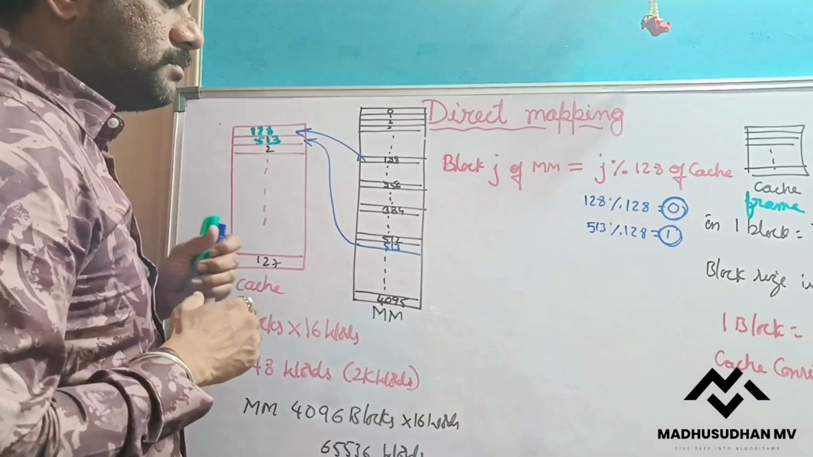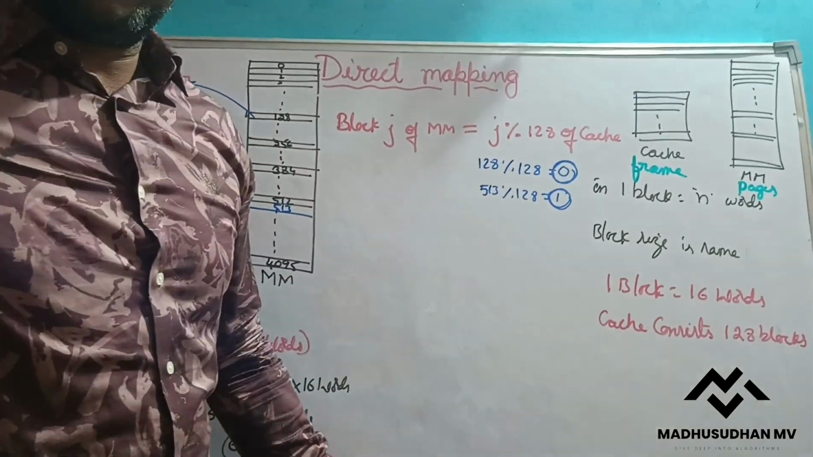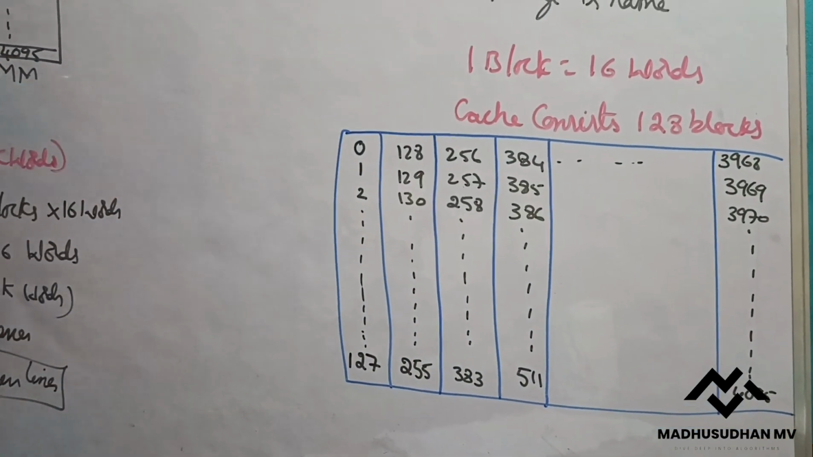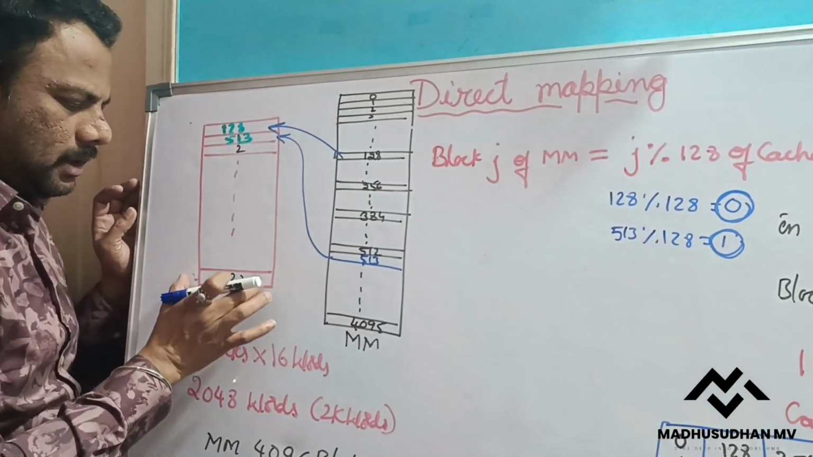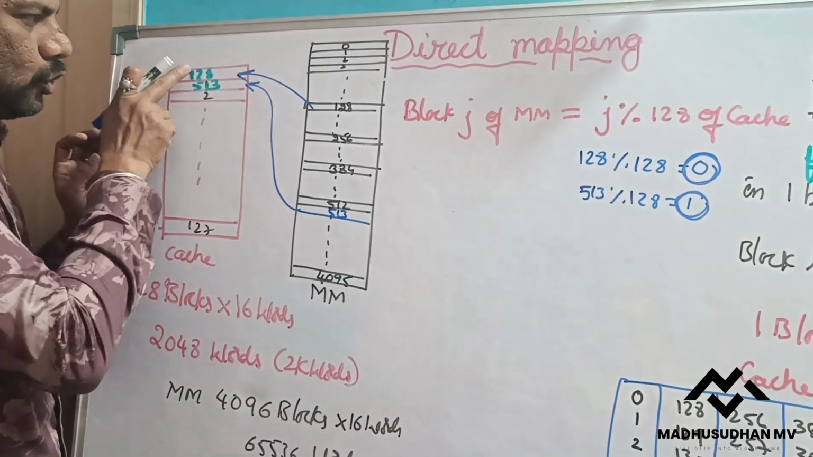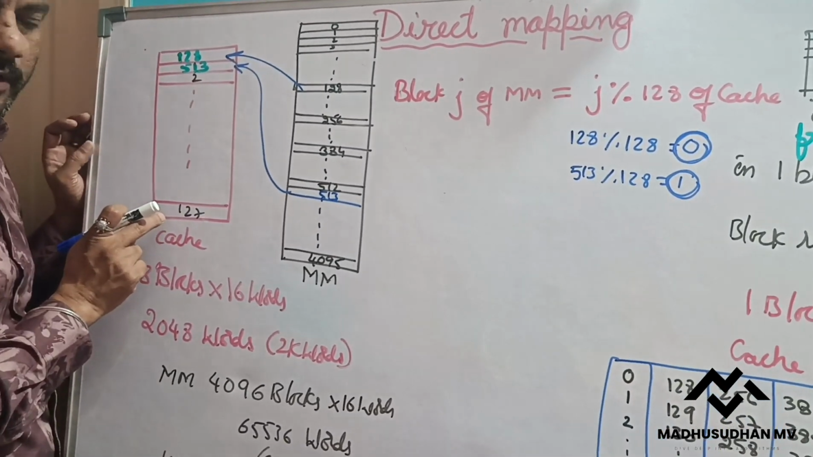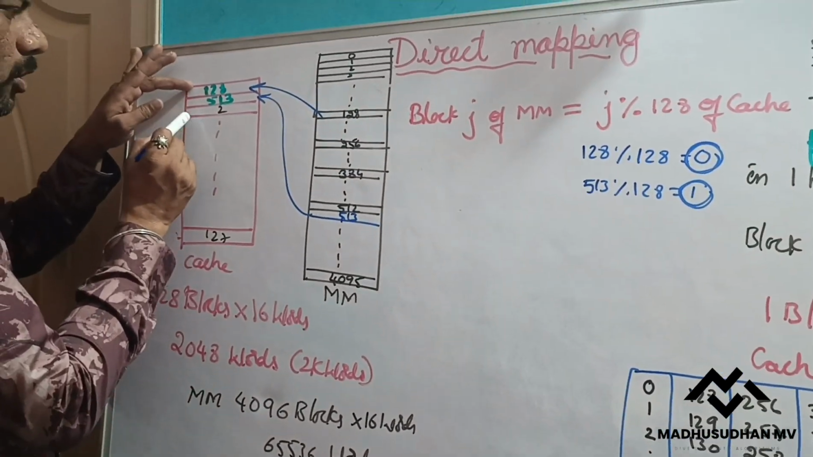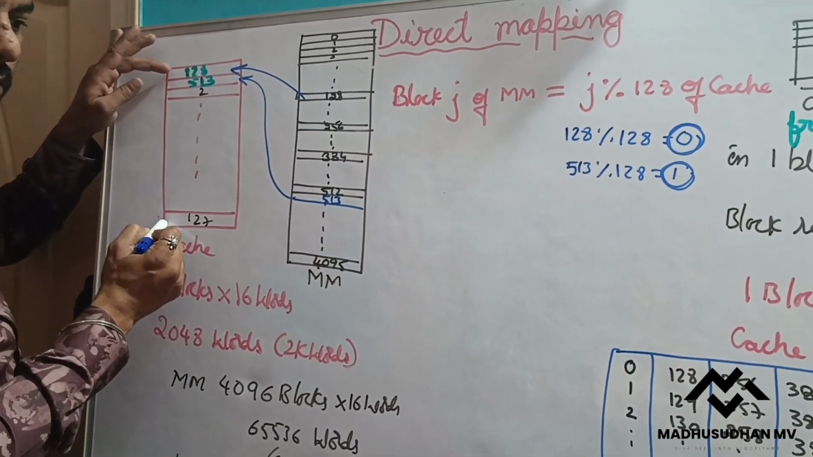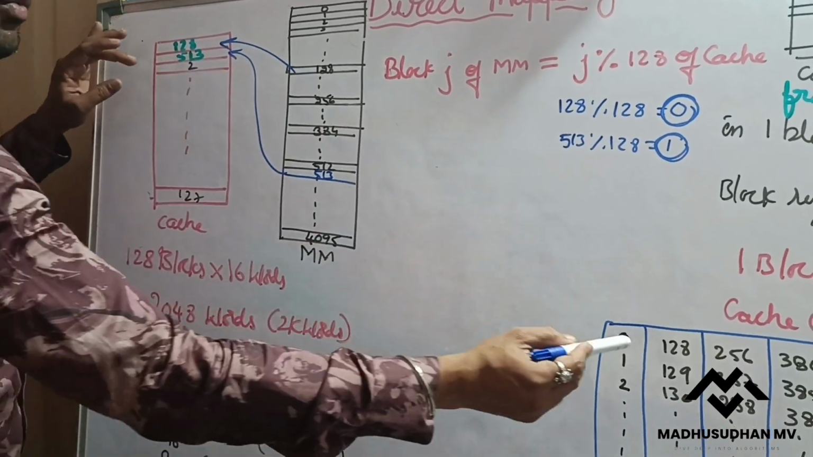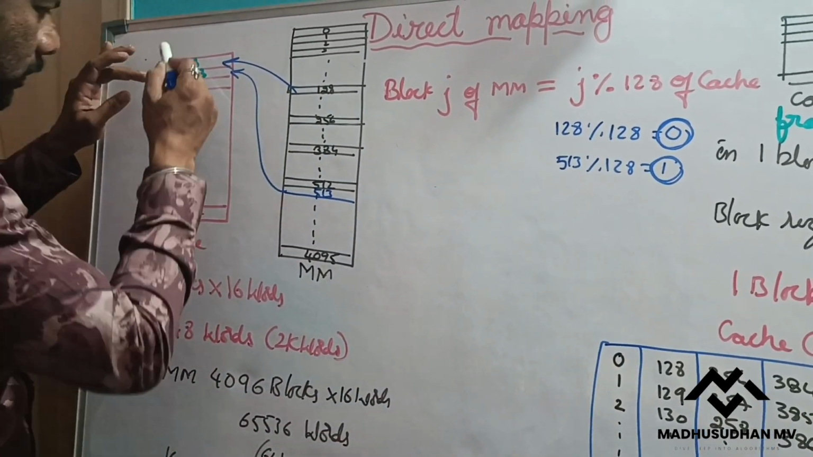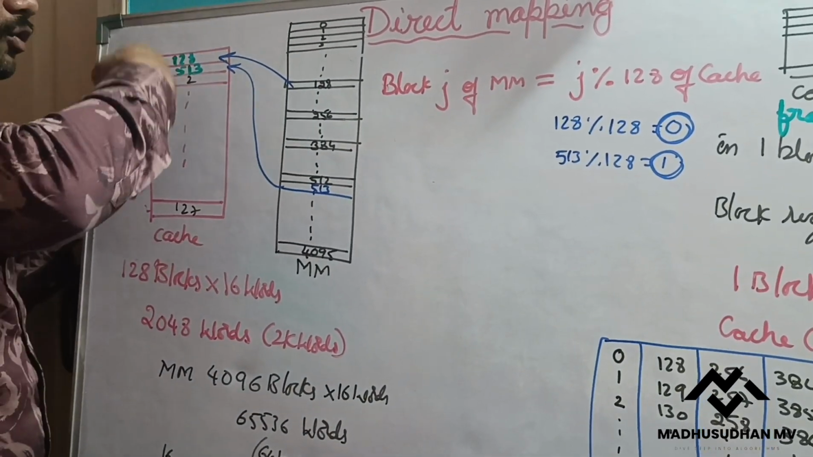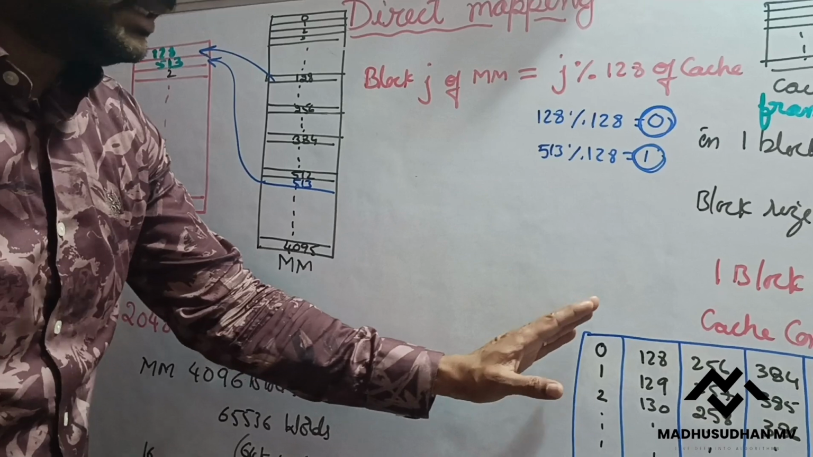For that, let me write a table. I have made this table because here, in the cache, I have totally 128 blocks: 0, 1, 2, 3, 4, directly up to 127. I wrote 0 block, 1 block, 2 block, 3 block, like that. After 127 is over, again it will be 128, 129, 130, like that up to 255. Again next, 256, 257. This is what I called round robin.